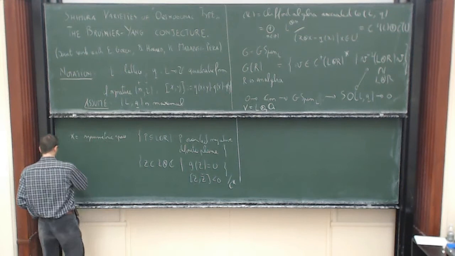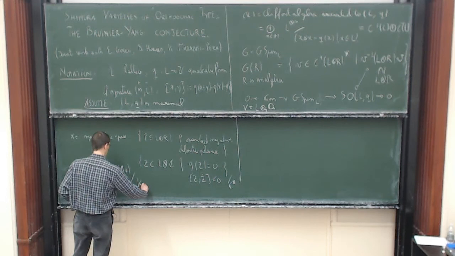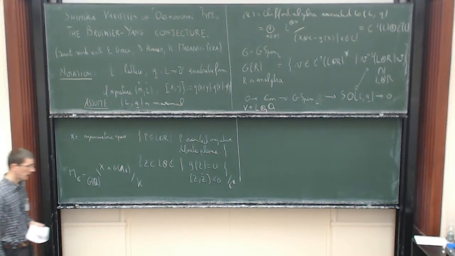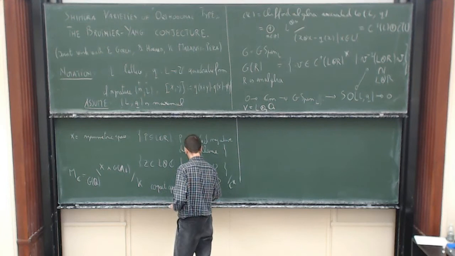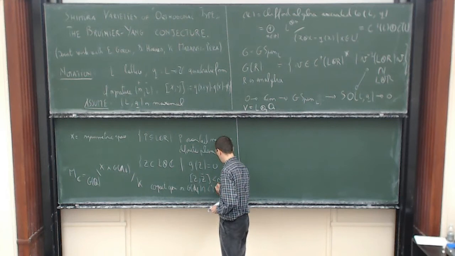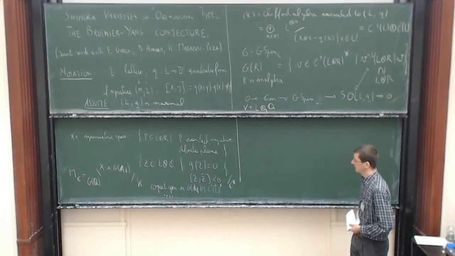Okay, and I will denote by MC the variety which is defined by taking the adelic points modulo a compact open subgroup, modulo the diagonal action of GQ, where K is a compact open subgroup of GAF, and in fact I want it to be contained in the units, and there's some other condition which I don't want to write, so that it really defines a variety.